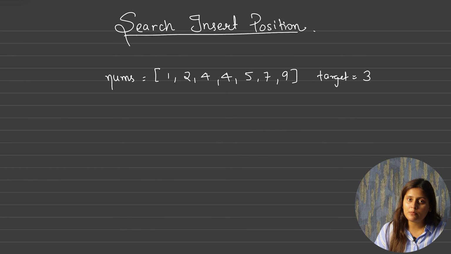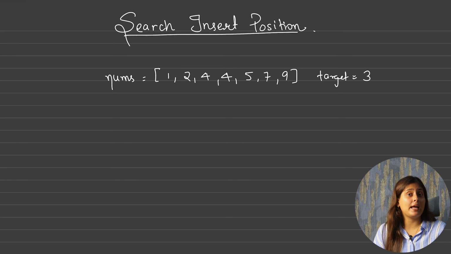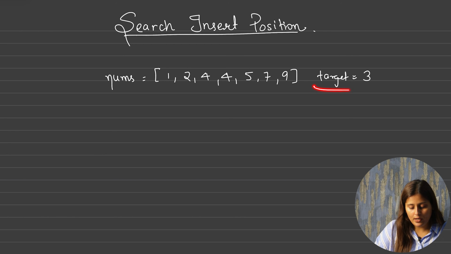Whenever the numbers are in sorted order, we can think of two pointers from the array perspective, or else we can think of binary search for the optimization, but not for the brute force. For the brute force, we can think of running one for loop, two for loops, whatever, however it is possible. So let's see. We have to insert this target 3.